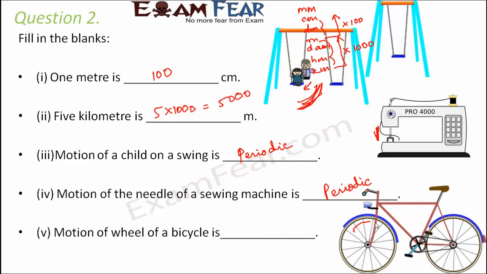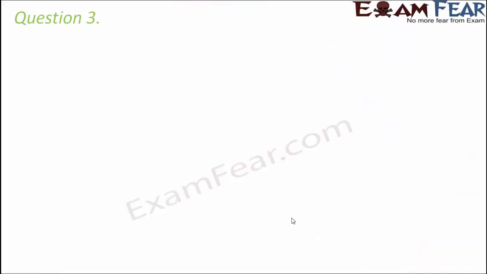Motion of wheel of a bicycle is. Now the wheel of the bicycle moves like this. So it is moving in a circular path. So this is what type of motion? This is circular motion.